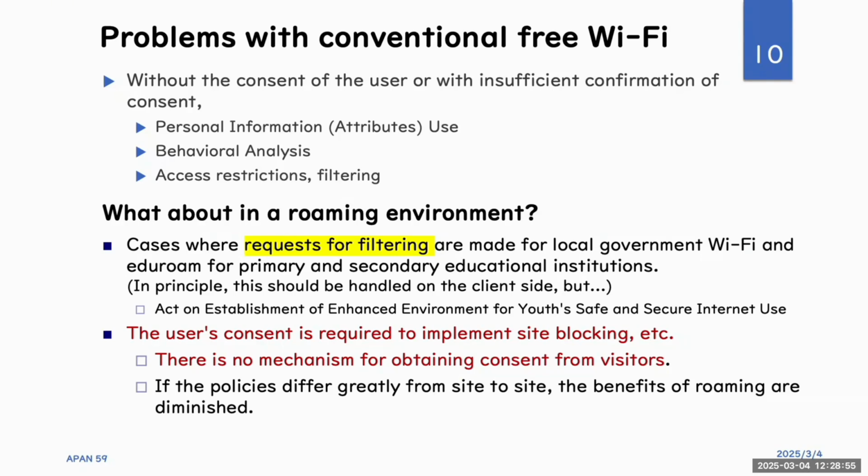So what about in the roaming environment? There are cases where requests for filtering are made for local government Wi-Fi and eduroam for primary and secondary educational institutions. In principle, this should be handled on the client side, but it acts to establish or enhance the environment for users' safe and secure internet use. The user's consent is required to implement site blocking and so on, but there is no mechanism for obtaining consent from visitors. And also, if the policies differ greatly from site to site, the benefits of roaming are diminished.